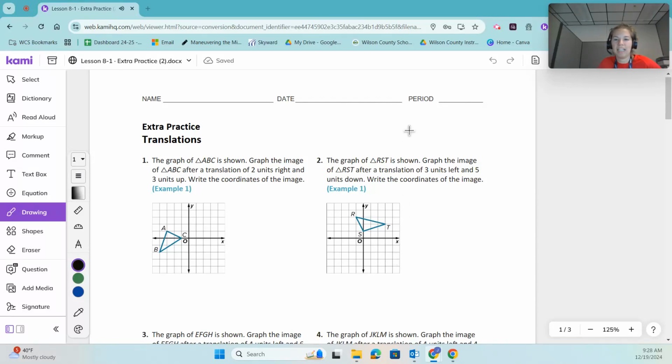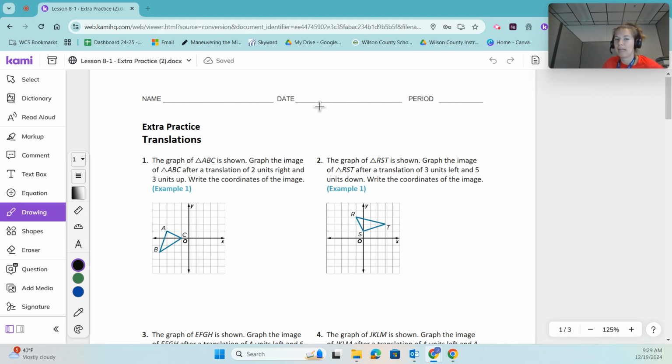Today we are beginning our unit of transformations. Transformations are how we move a shape around. Sometimes that means they change size. Sometimes that means they just change their orientation, meaning they turn or they flip. Or they just move. All of those things are encompassed in transformations.